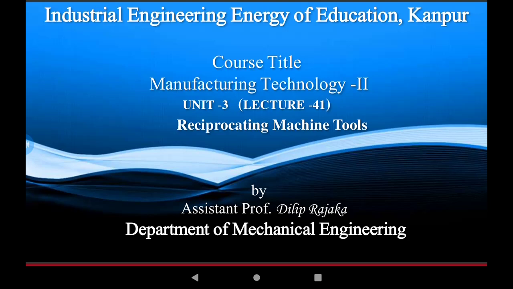Welcome to this lecture series, Manufacturing Technology, Second Unit, Third Lecture 41: Reciprocating Machine Tools. This chapter is only for machines that depend on single point cutting tools. Some elements of the machines are the reciprocating tools, the ram and the tool post. Some machines cut the metal in the forward stroke and do not cut in the return stroke. This chapter is very important.